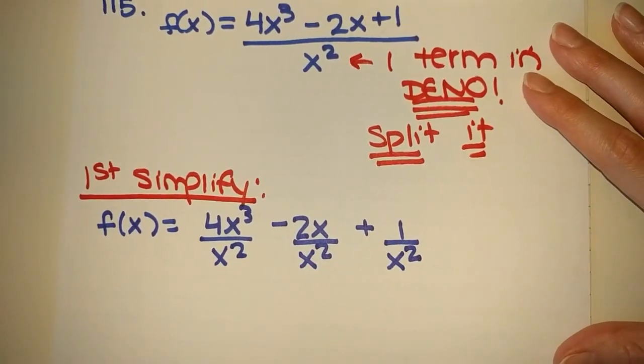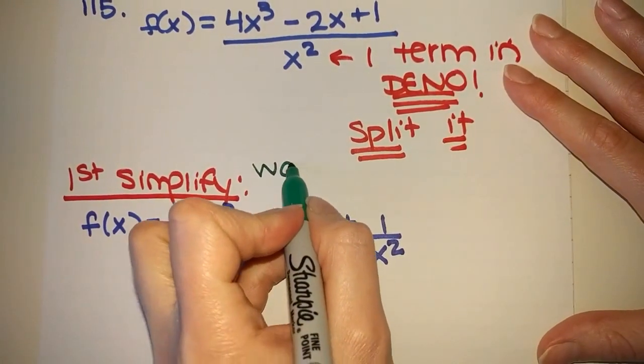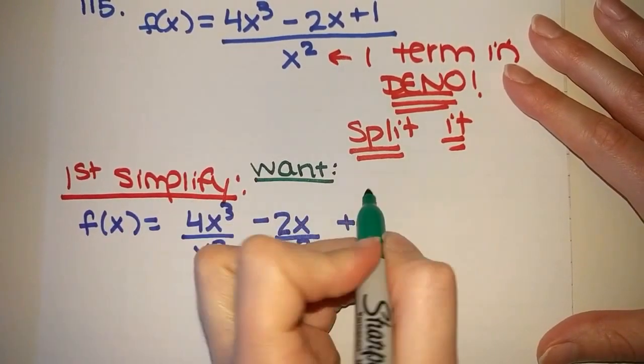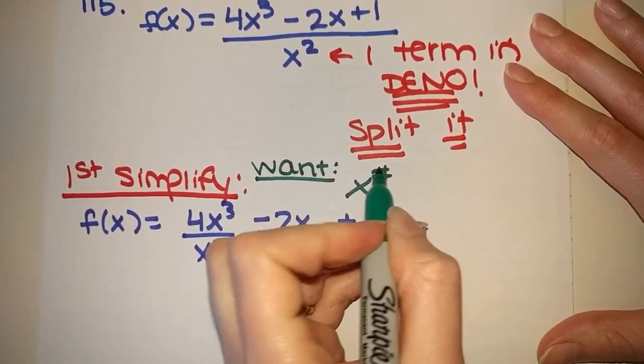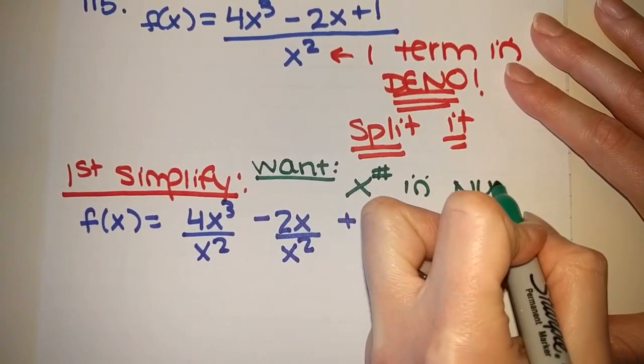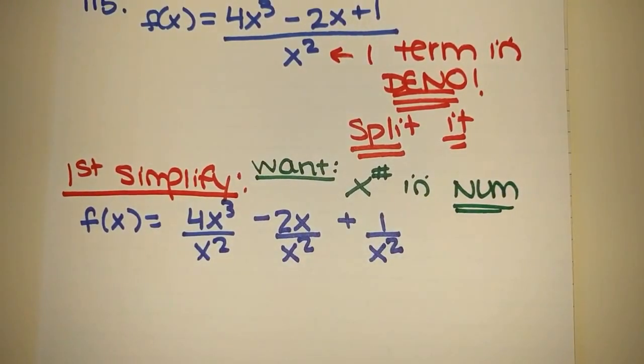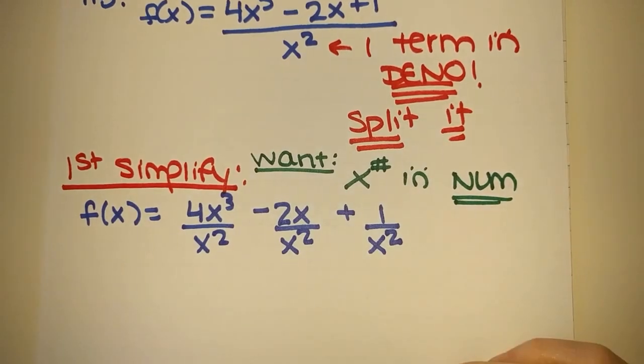Now, keep in mind with all the simplification that what you want, especially when you're just thinking about basic derivative rules, is x to a number in the numerator. So we need a bunch of terms and we need them kind of to look something like x to a number in the numerator to apply the power rule.